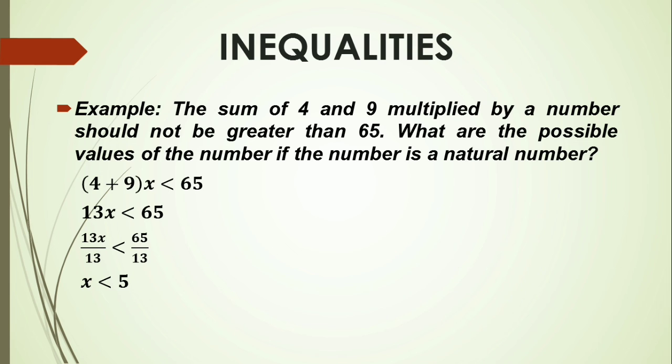In the problem, we need to know what the possible values of the number are. Since it is said that the number is a natural number, all negative numbers and 0 are not possible values of the number, as well as the numbers starting from 5 and up. The only natural numbers less than 5 are 1, 2, 3, and 4. And that's the end of it. The possible values of the number are 1, 2, 3, and 4.